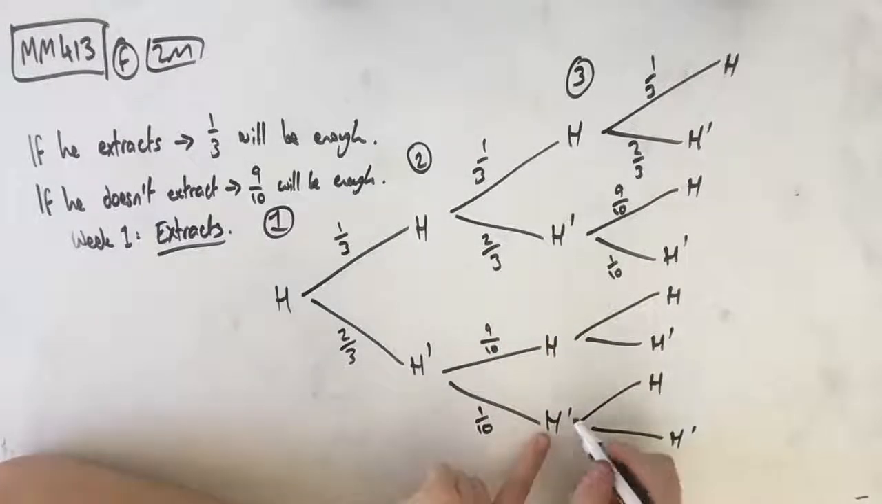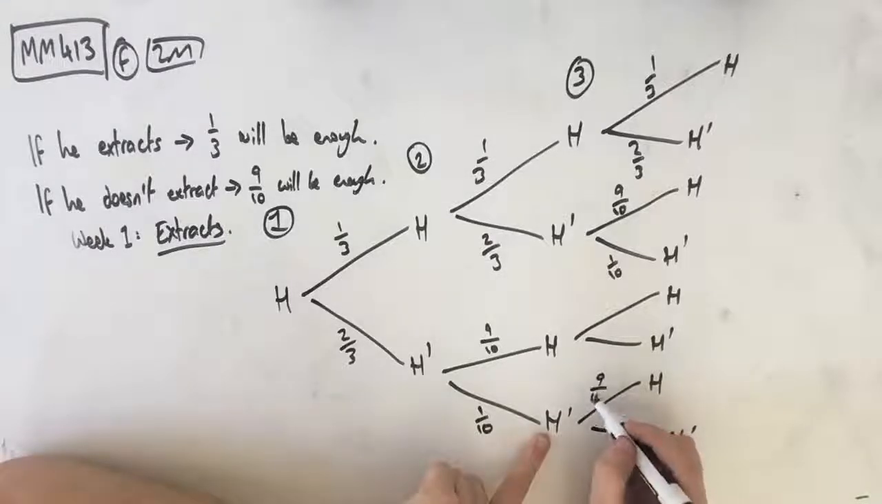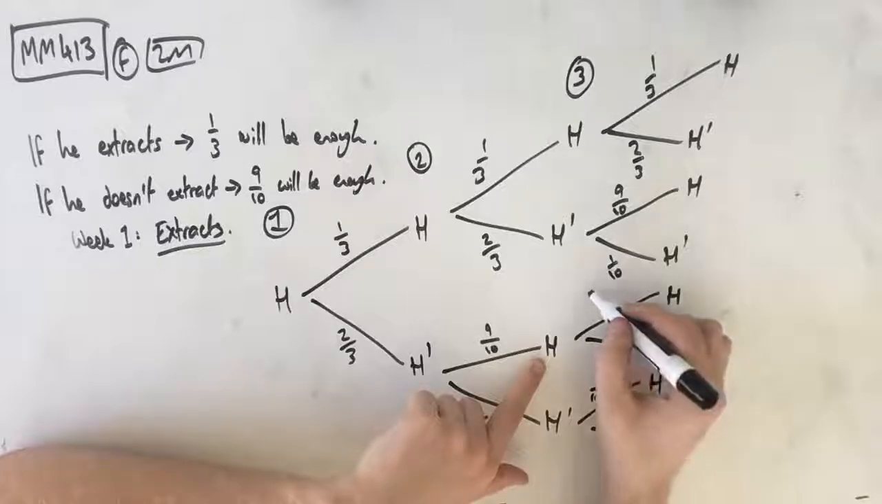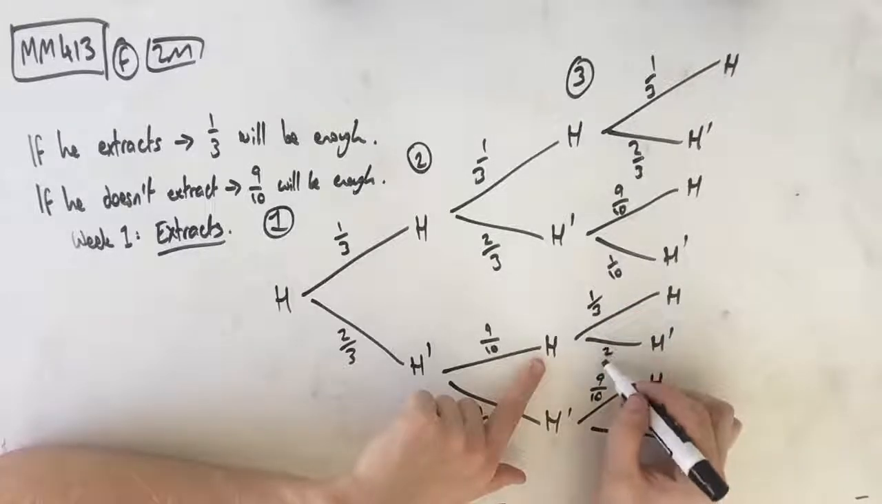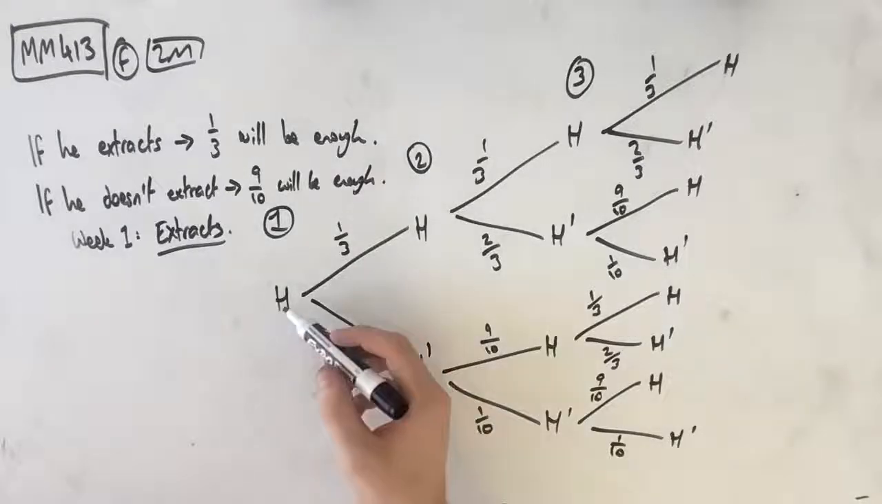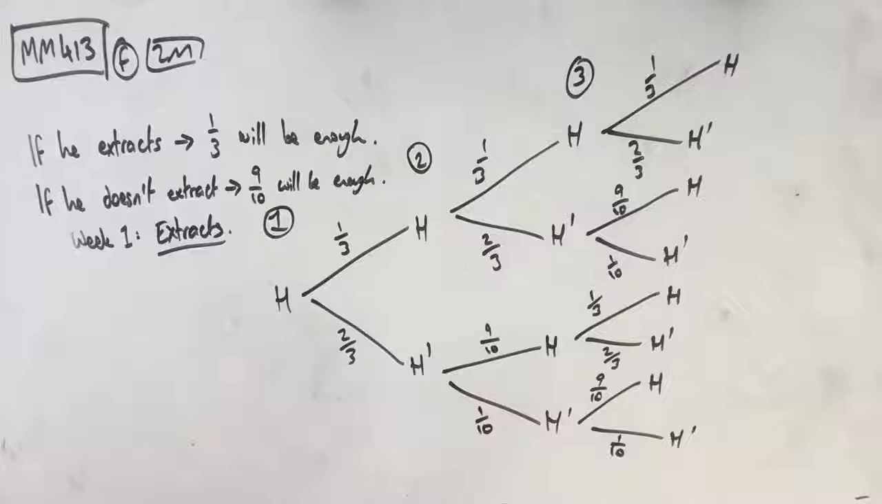Again, here, he hasn't extracted it, so the chance that he does is 9 in 10. This is 1 in 10. Here, he has extracted it, so the probability that he extracts it is 1 in 3, and the probability that he doesn't is 2 in 3. Awesome. So what we're actually looking for is the probability that he extracted it exactly one of the following 3 weeks, okay? So we're looking for paths that only have 1 extraction in them, okay?